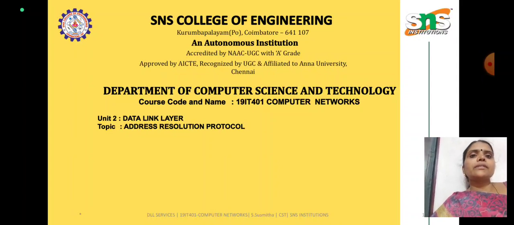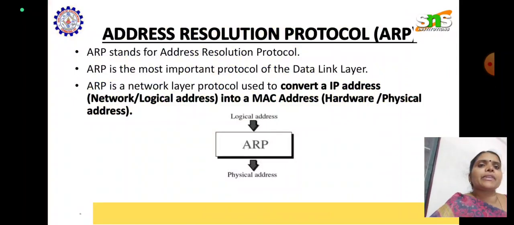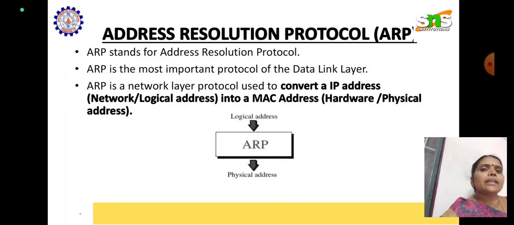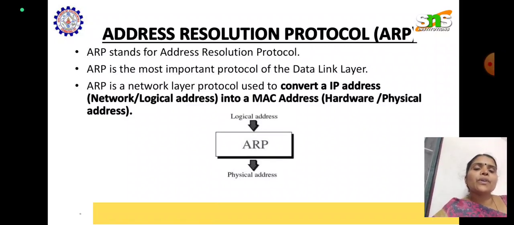Today we are going to discuss the Address Resolution Protocol. Address Resolution Protocol is the most important protocol of the data link layer. It is a network layer protocol used to convert an IP address, that is the network or logical address, into a MAC address, that is the hardware or physical address.